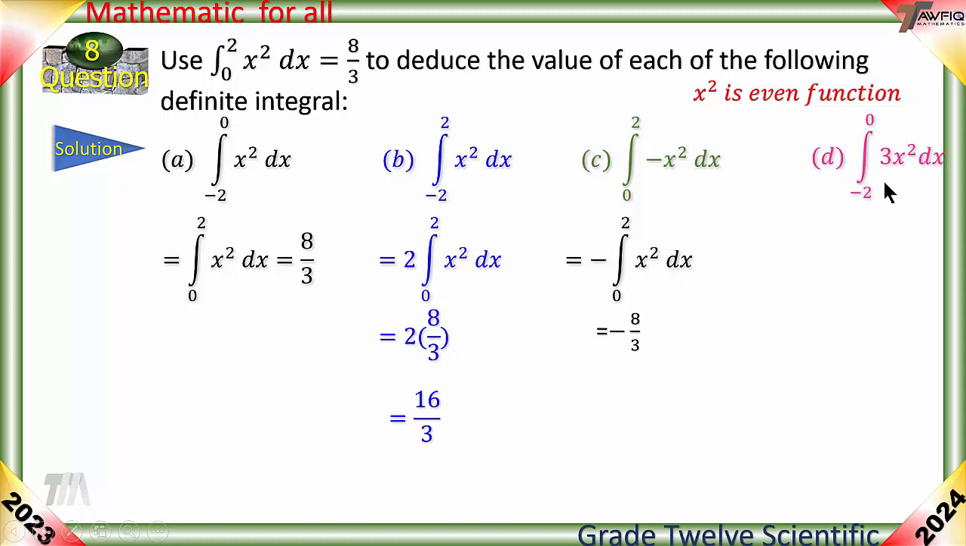D. The integration from minus 2 to 0 of 3x squared dx. Because 3 is a constant, we can take it outside of the integration, so it becomes 3 times the integration from minus 2 to 0 of x squared. We found this in the first one, it's 8 over 3. So this is equal to 3 times 8 over 3, cancelling 3 with 3, it becomes 8.